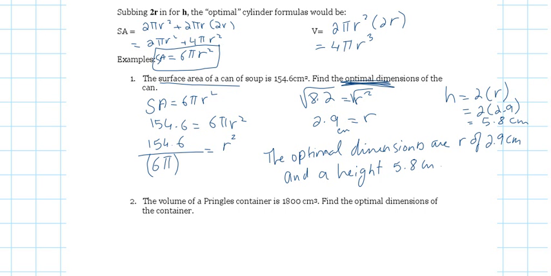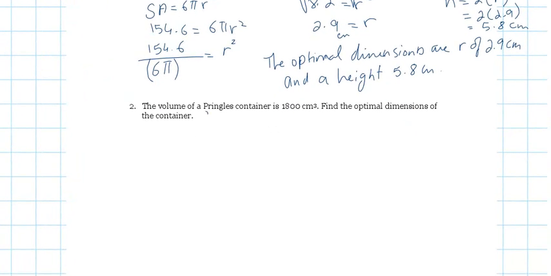So the volume of a Pringles container is 1800 centimeters cubed. Find the optimal dimensions of the container. I'm going to add to this. And what would be my question here? Find the minimal surface area. So this is another part of the question, and we're going to answer both of these questions. So what formula do I start with? The volume formula, yes. So volume equals 4 pi r cubed.